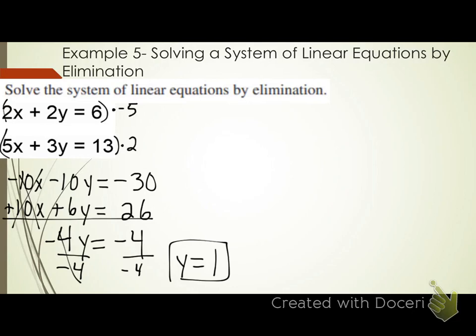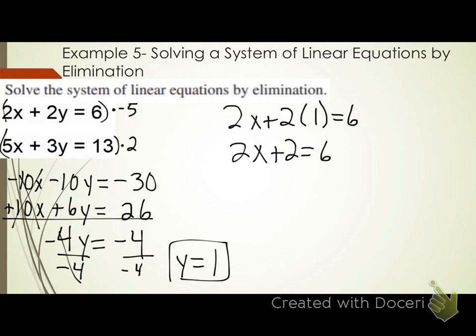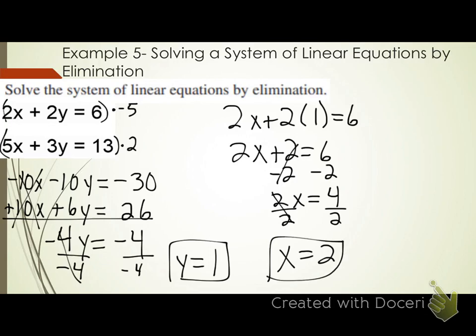Do you want to plug into first, second, third, or fourth equation? First. 2x plus 2 times 1 equals 6. 2 times 1, 2. I'm going to move quickly. We're running out of time here. Subtract 2 from both sides. 2x equals 4. Divide both sides by 2. X equals 2. So what's my final answer? 2, 1.